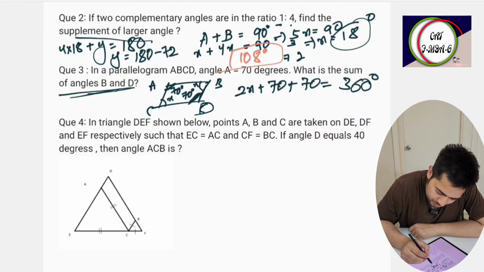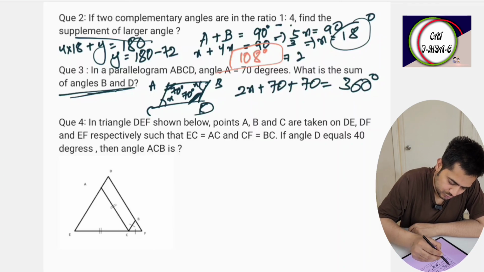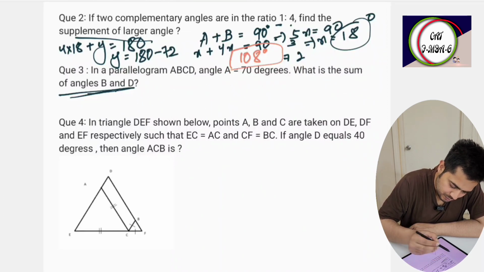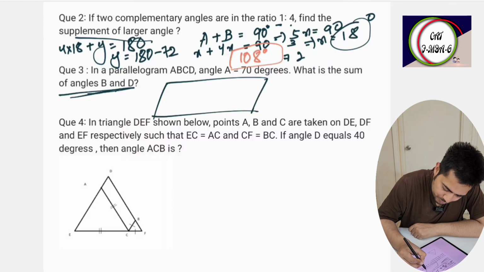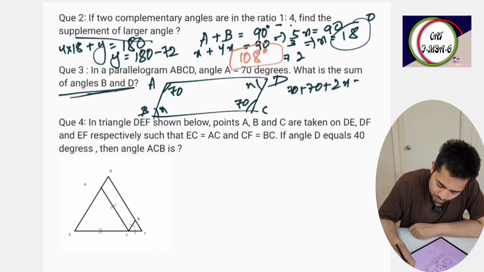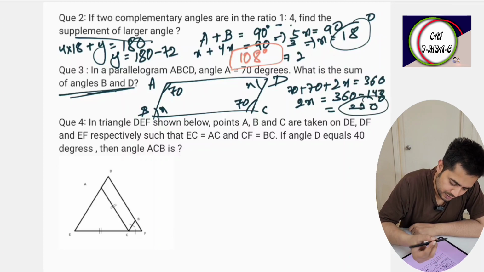Okay, A, B, C, D. Sorry, so this guy has taken the angles like this. In the parallelogram, you can say A, B, C and D. This is 70, this is 70, this is x, this is x. So 70 plus 70 plus 2x is equal to 360. We have to find B plus D, so 2x we have to find. 2x is equal to 360 minus 140, which is 220 degrees. Okay, 220 is the right answer.